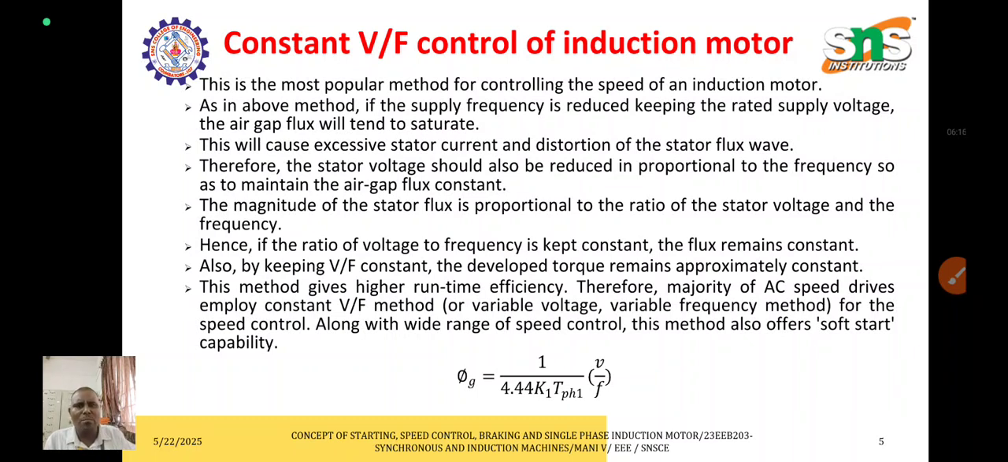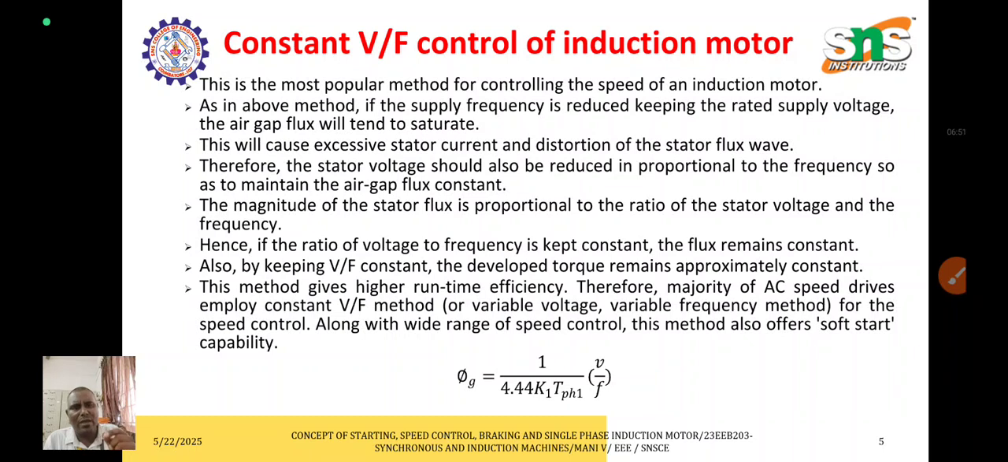So based on maintaining the air gap flux, for example, if the voltage is 10 and the frequency is 5, then 10 by 5 gives the air gap flux as 2. Suppose I want to increase the voltage from 10 to 20 and the frequency is also increased from 5 to 10. So 20 divided by 10, we get the same 2. Suppose the voltage is 100, the frequency should be 50, so 100 by 50 we get the same 2.